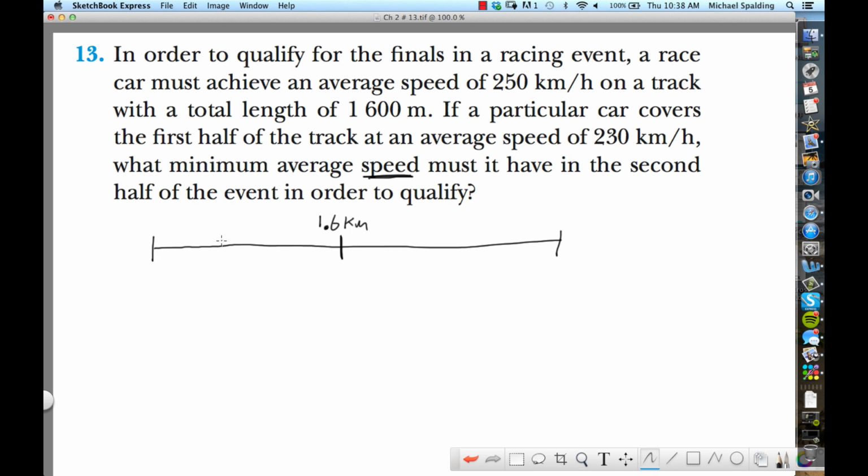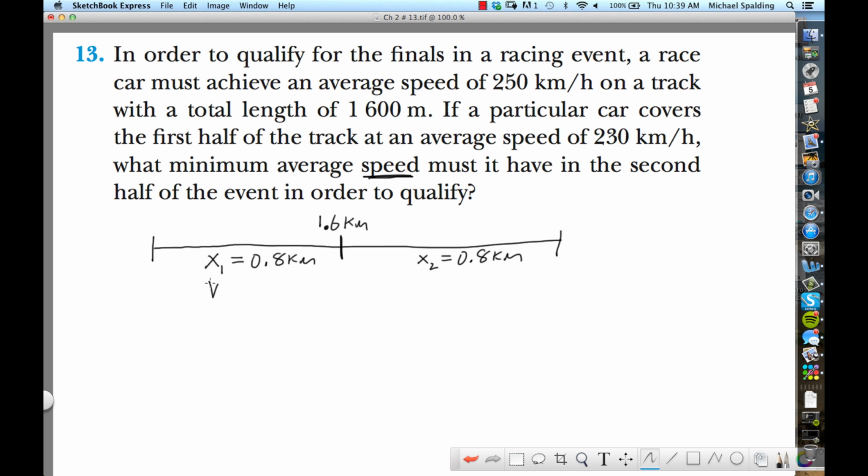Okay? And then they talk about the first half of the track, so the halfway point. So I'm going to break this into part 1 and part 2. What would be displacement 1 for the first half of the track? 0.8 kilometers, which is 800 meters. Displacement 2 for the second half would be 0.8 kilometers. They're using the word speed, but I'm just going to use V for velocity.